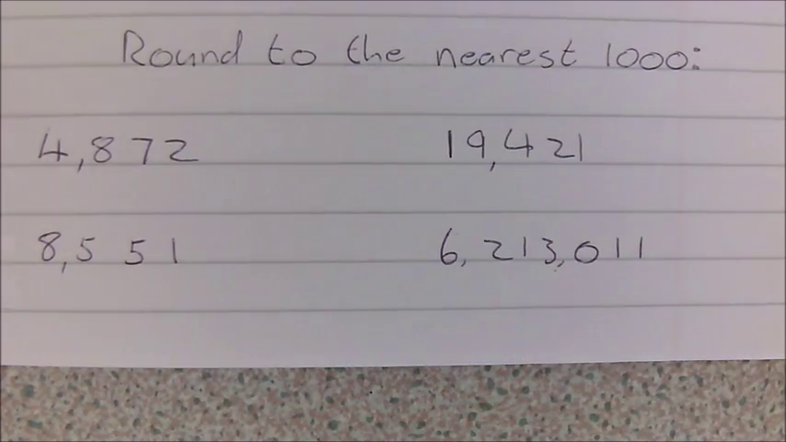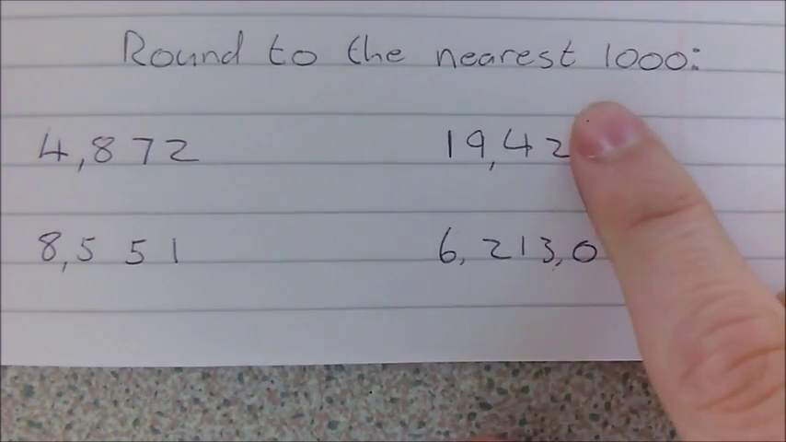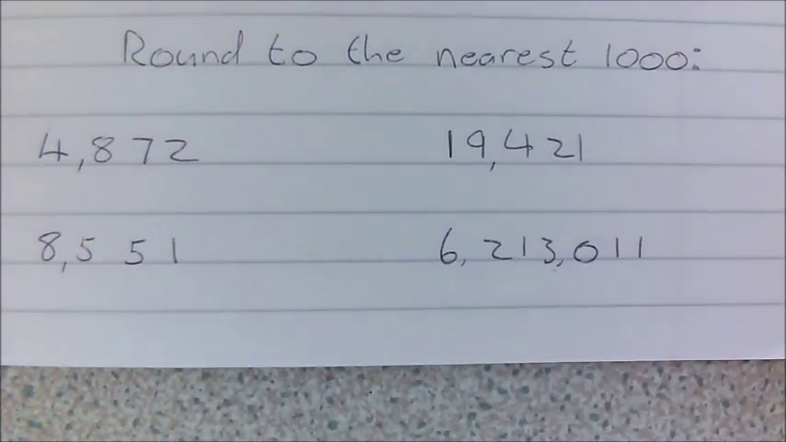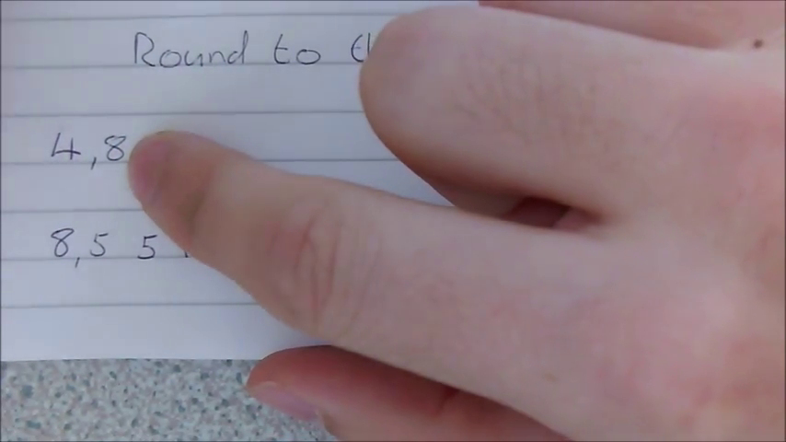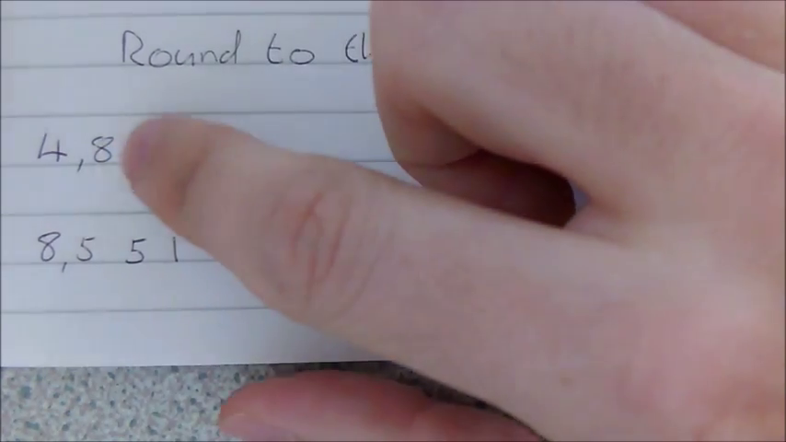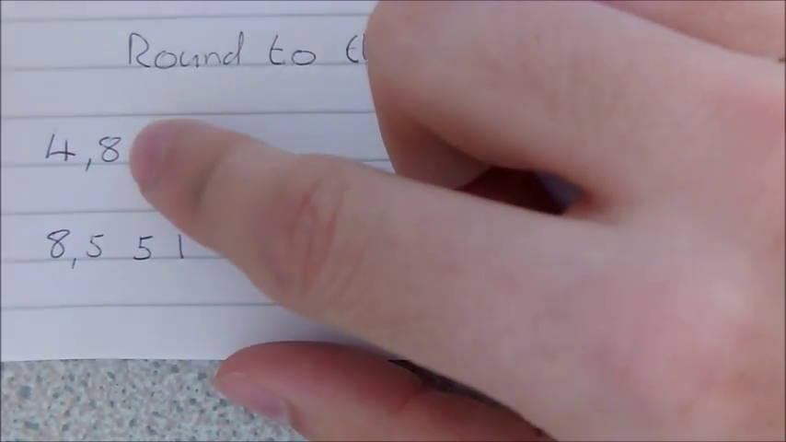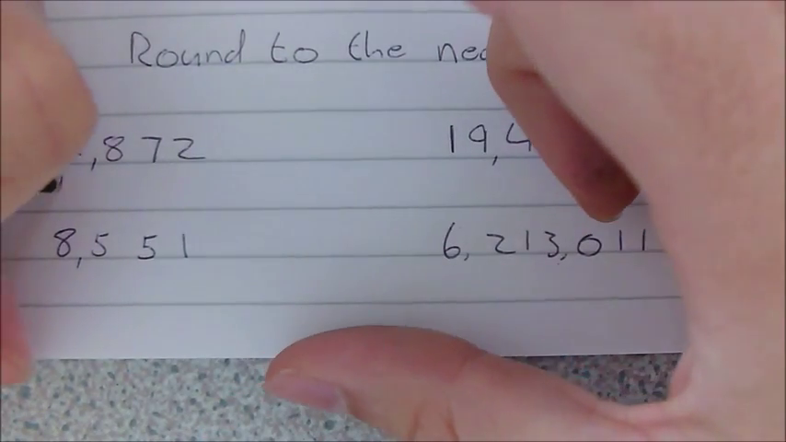So in this last exercise, we're looking at rounding to the nearest 1000. And all we do is we look at the column next to it, which is the hundreds, and if it's 5 and above, we round up. If it's below 5, we round down. So the hundreds column here in 4,872 is 8, so it's above 5. Oh, it's 5 and above, sorry. So we round up to 5,000.